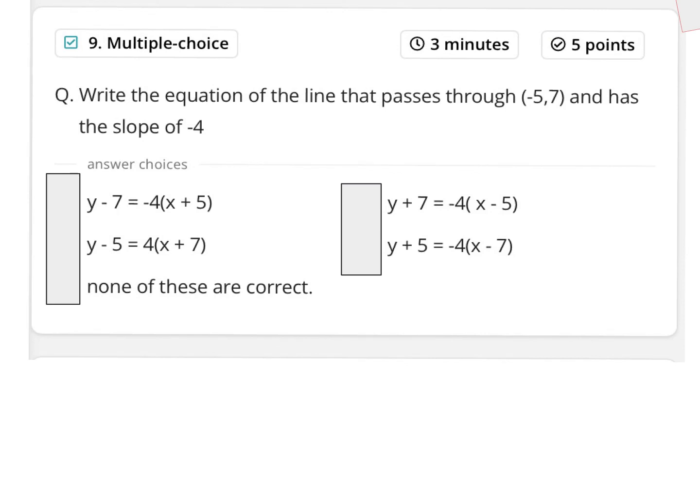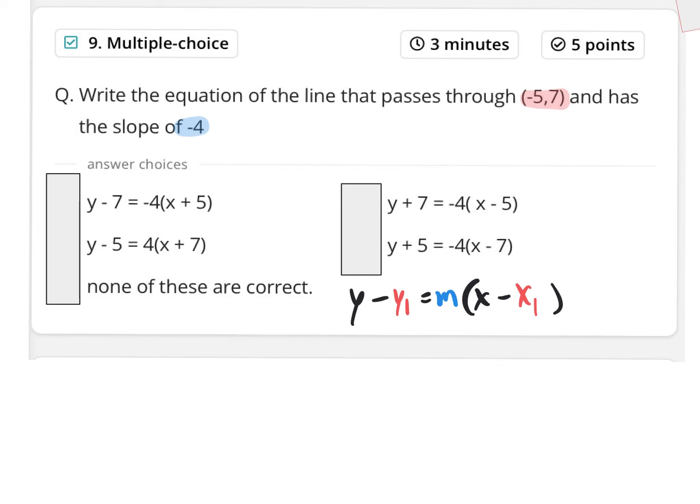It reads, write the equation of the line that passes through the point and has the slope. Okay, so once again, they are giving you the point, right? This point, and they are giving you this slope. So if they're giving you the point and the slope, you're going to write it in point-slope form, especially if all the multiple choice answers are in point-slope form. So once again, what is point-slope form? It's y minus y1 equals m parenthesis x minus x1.